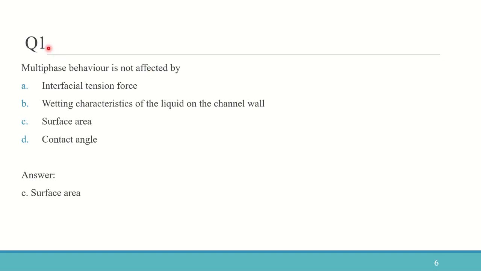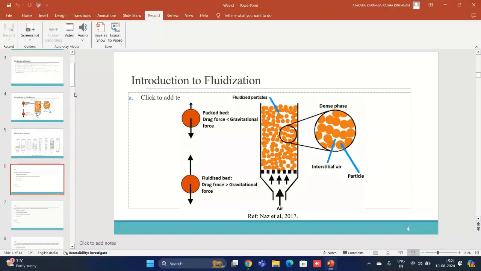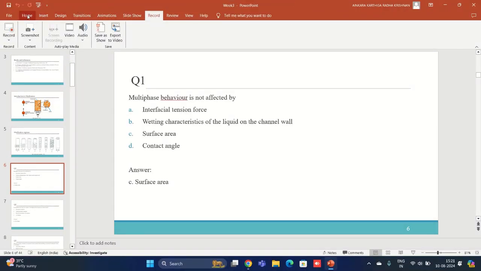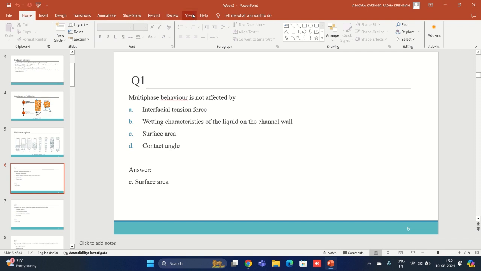The first one is: multiphase behavior is not affected by option A, interfacial. Okay, I'll just put the animation so we can discuss.